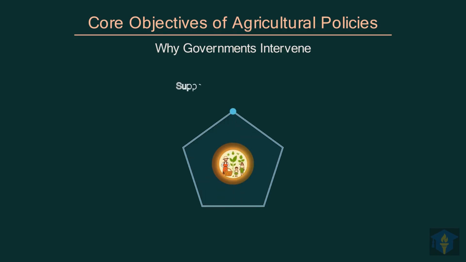Now, let's explore the core objectives behind agricultural policy interventions. Why do governments intervene in agricultural markets? Several key reasons drive these decisions. The first objective is supporting farmers' income through various mechanisms. This involves ensuring fair prices for produce and reducing input costs for farmers.